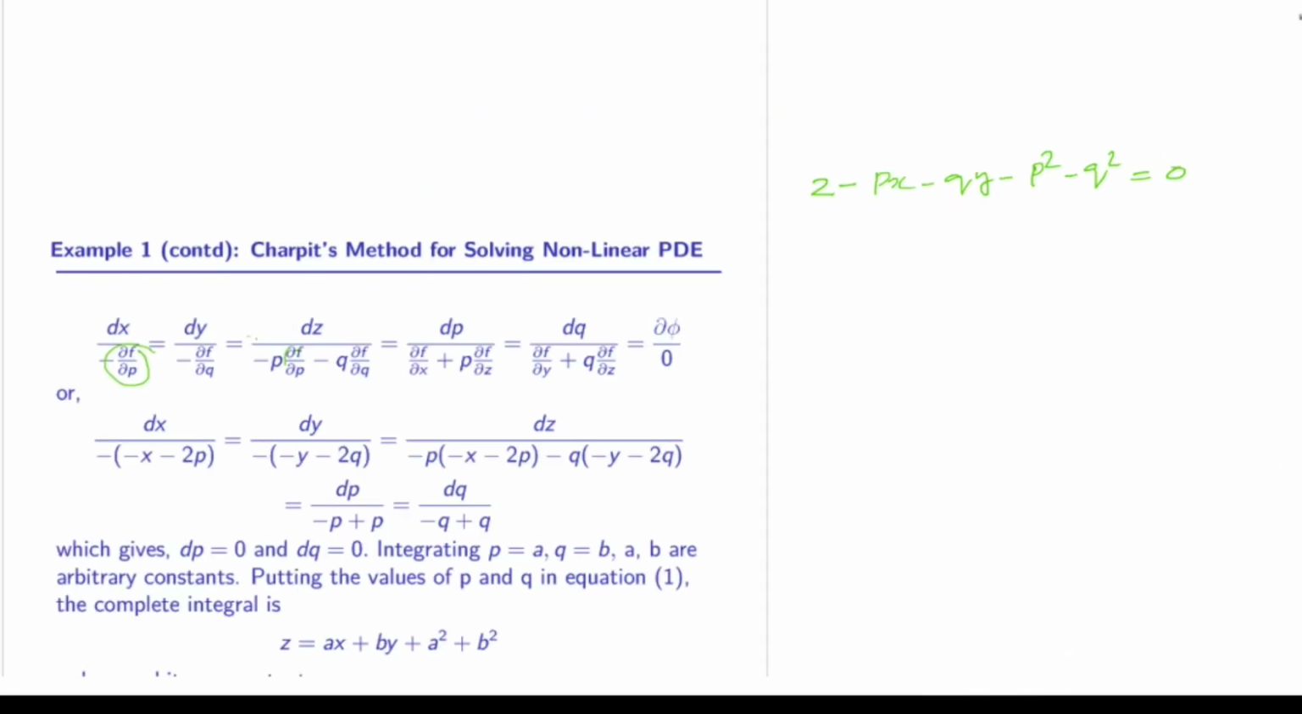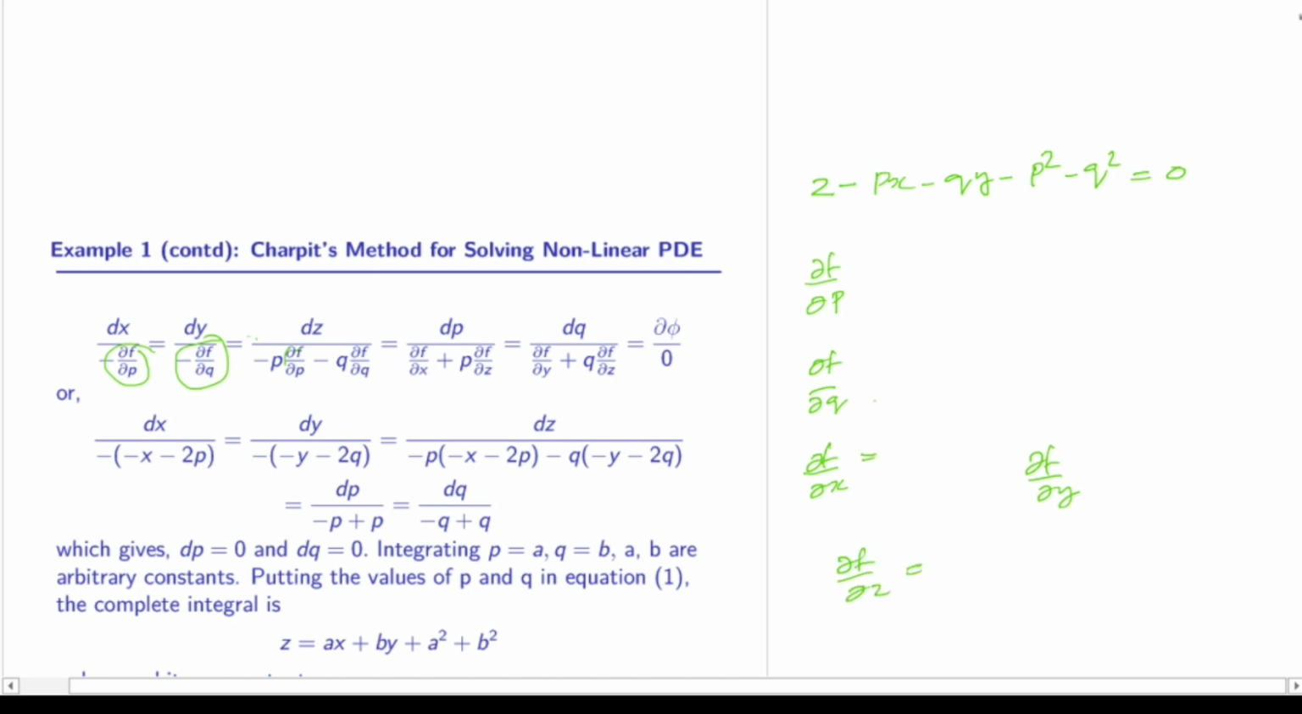We have the given equation z − px − qy − p² − q² = 0. So next we need to find all these partial derivatives. That means we need to find ∂f/∂p, ∂f/∂q, and then ∂f/∂x, ∂f/∂y, and ∂f/∂z.